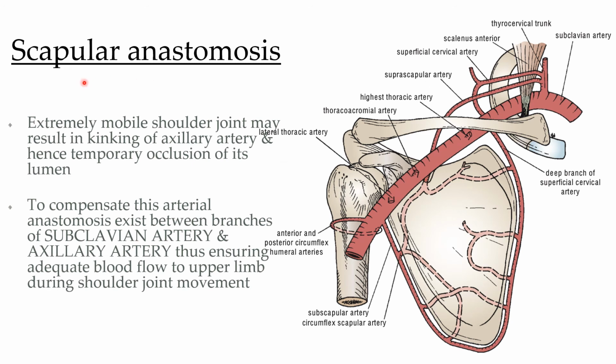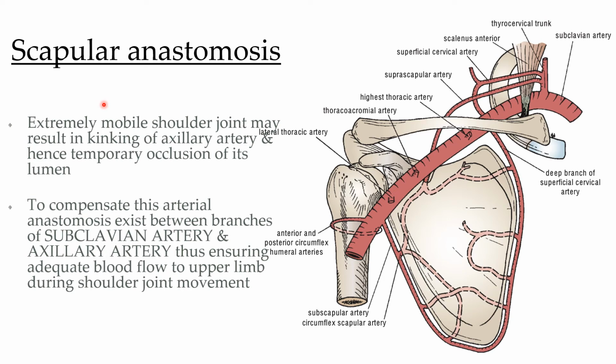Let us learn about scapular anastomosis. Scapular anastomosis implies the arterial anastomosis present in relation with the scapula. Students, we know that shoulder joint is an example of ball and socket variety of synovial joint, and it is a freely mobile synovial joint.